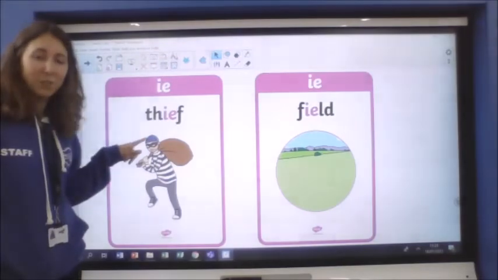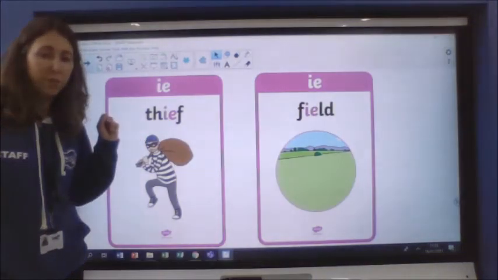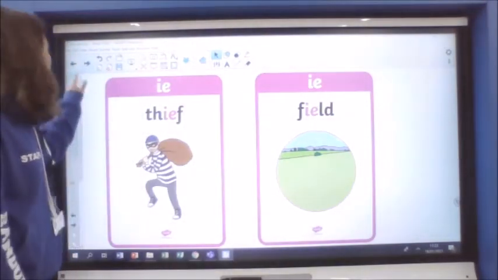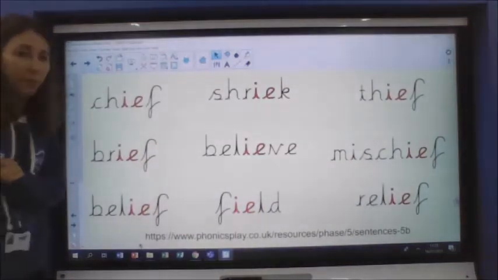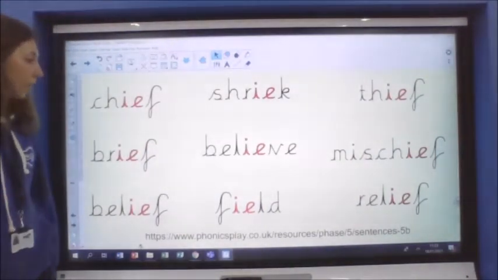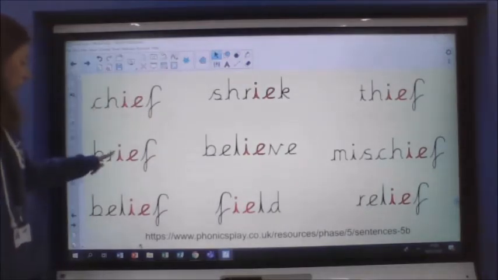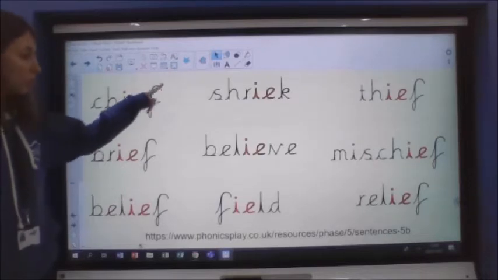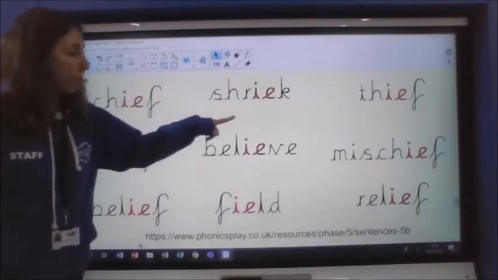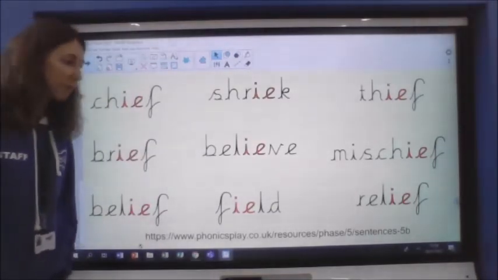Did you manage to get these words written on your board if you had a go? Did you do thief? Did you do field? So I-E making the E sound this week. Those were our words from yesterday when we played our bingo game. Did you get any of those down? Did you get all 9 of them down maybe? So chief, brief, belief, shriek, believe, field, thief, mischief, and relief. A little bit of a recap.